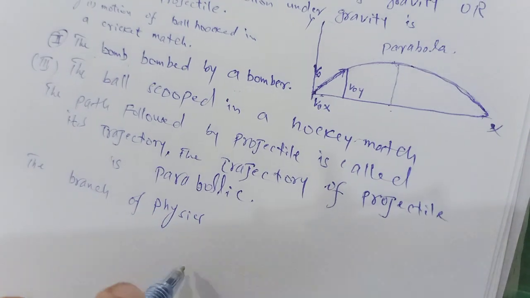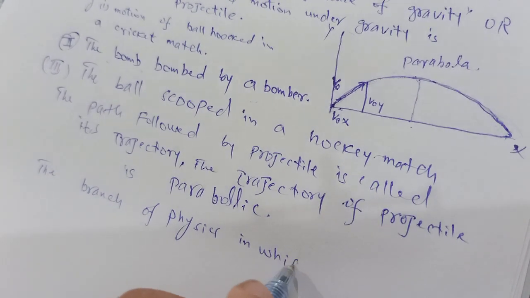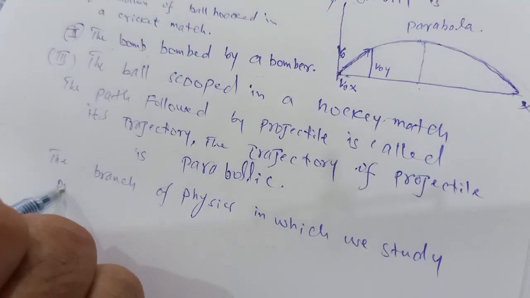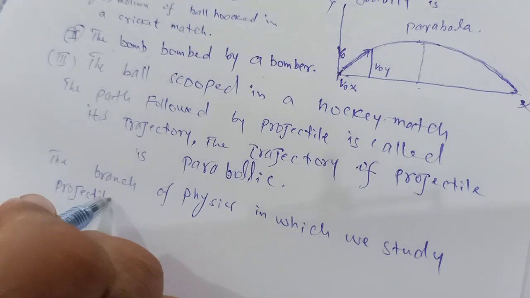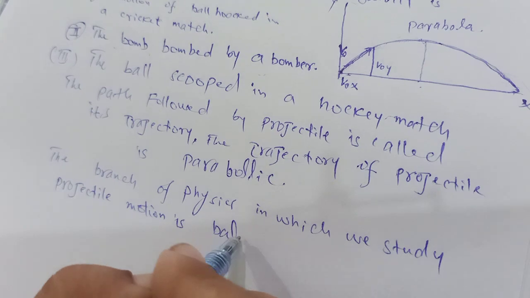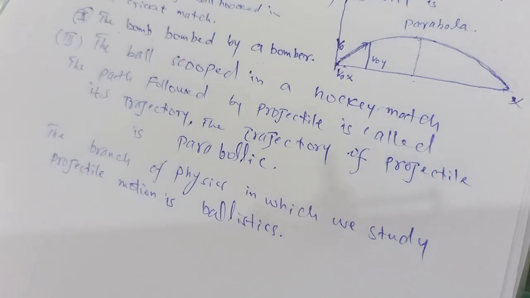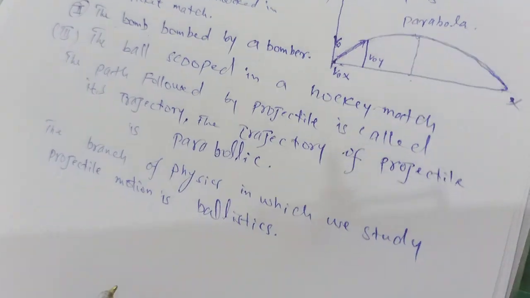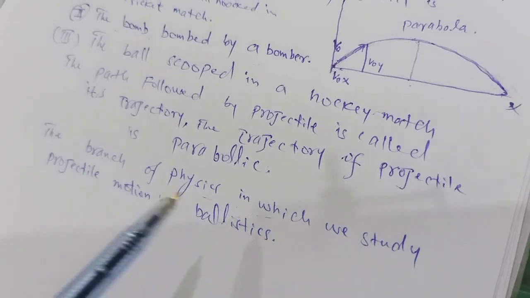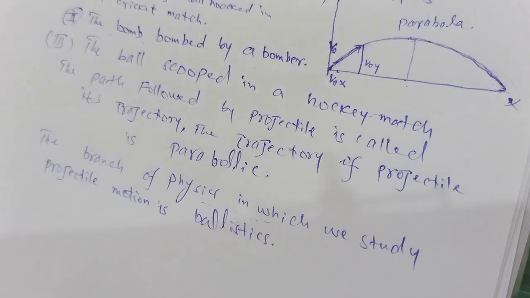The branch of physics in which we study projectile motion is called ballistics. Ballistic missile का नाम आपने सुना होगा. You have heard about ballistic missile. So it's all about projectile motion. The branch of physics in which we study projectile motion is called ballistics.